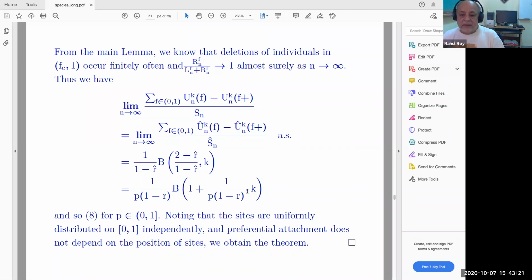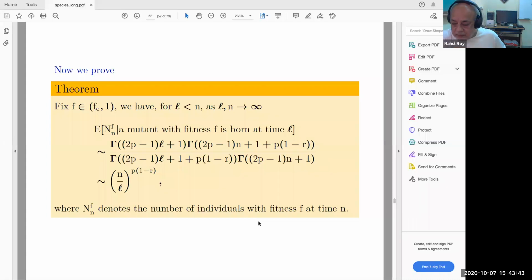And this is the Yule process, which I told you about. Okay. And again, the sites are uniformly distributed independently, and therefore the position of the sites would be uniformly distributed between (Fc, 1). And this is exactly how we get the second theorem, the theorem about the Yule process. Okay. And next we prove this theorem.